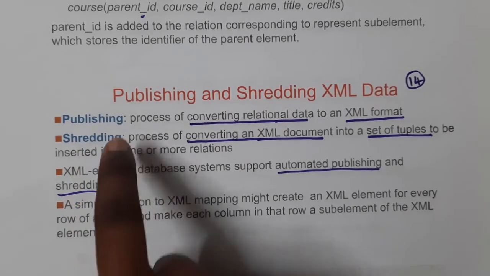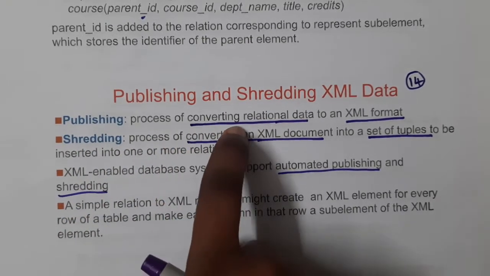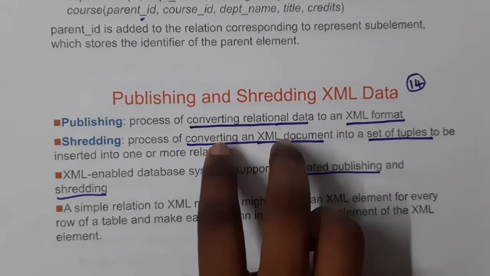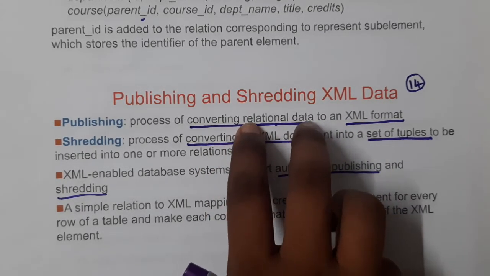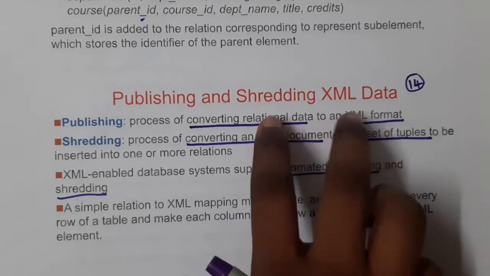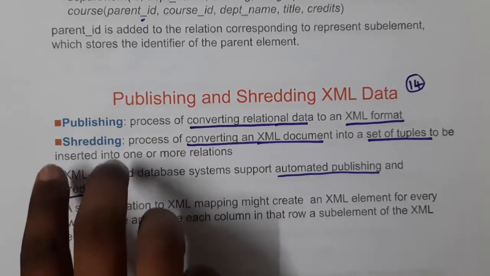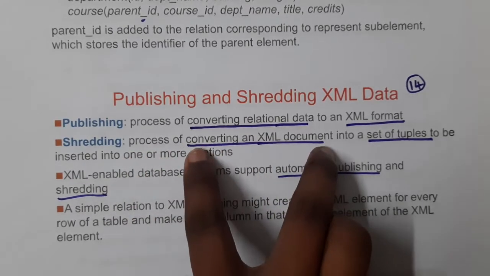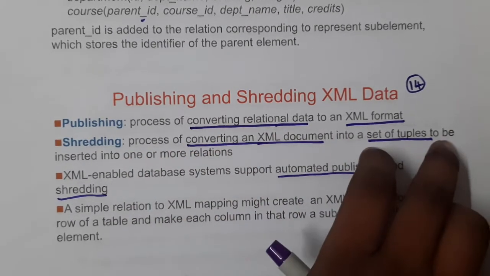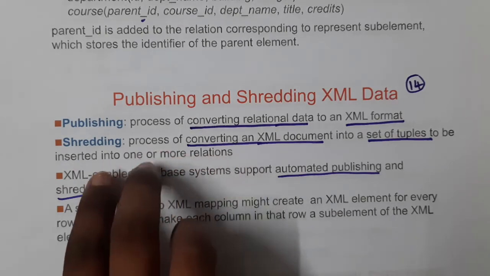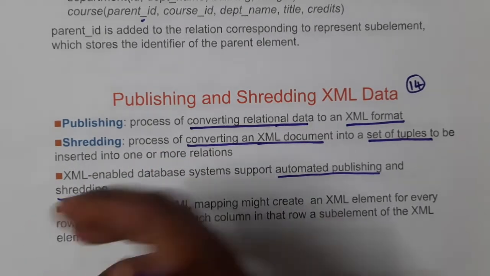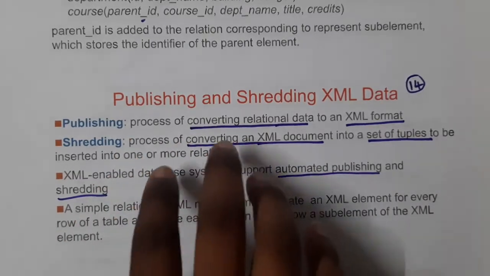Publishing is nothing but a process of converting a relational database to an XML format. So here you are trying to convert the relational database into an XML format. That process is nothing but publishing, guys. Similarly, shredding is a process of converting an XML document into a set of tuples to insert into one or more relations. So converting it into tuples is nothing but shredding.